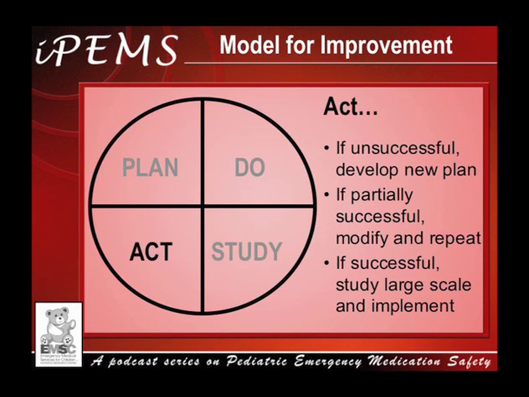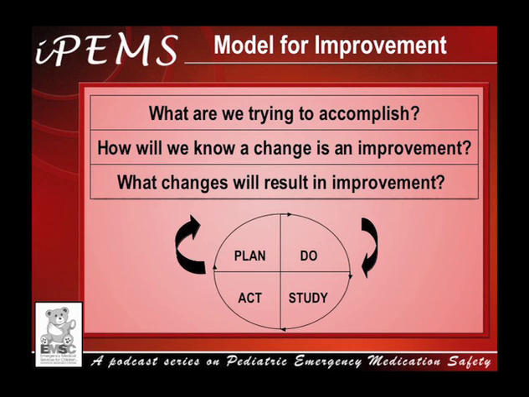The last step is to act. If your test was not successful, develop a new plan and repeat the PDSA cycle. If it was partially successful, make modifications and repeat the PDSA cycle. And if the plan was successful, study it on a larger scale and implement the plan. The PDSA cycle should be continuous, so you're constantly monitoring and evaluating improvement. The Model for Improvement is one strategy for developing a quality improvement project.